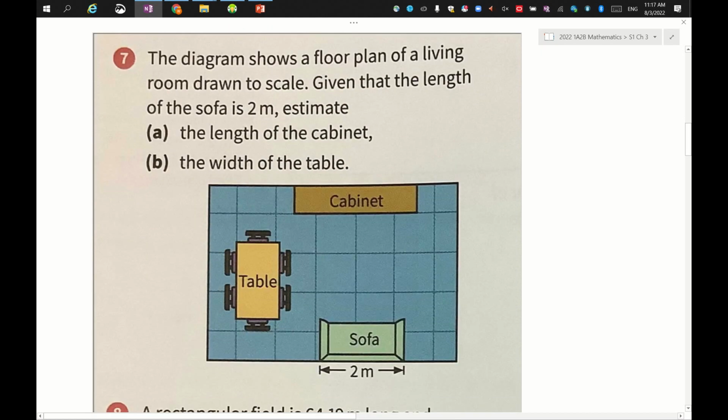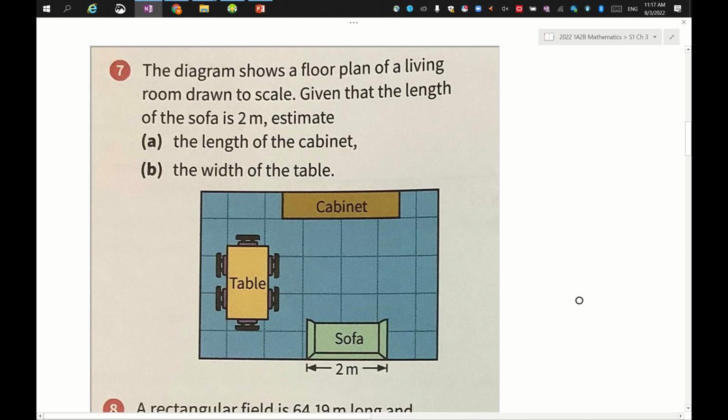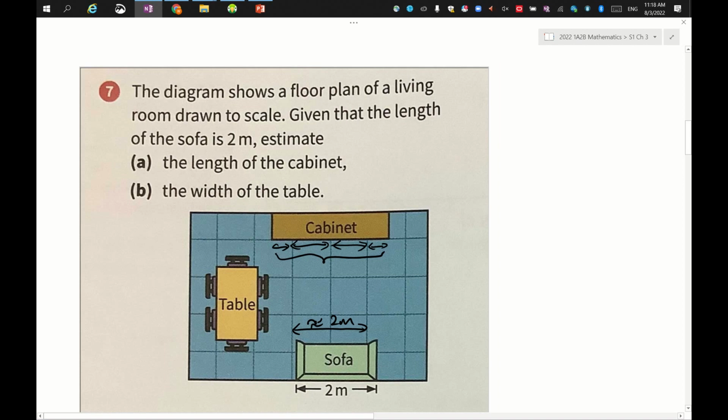Second one. Okay, now we have some estimation to do. The length of the sofa is 2 meters. So it looks like using the tiles, the sofa is 2 squares. Approximately, this portion is approximately 2 meters. So the length of one square should be 1 meter, approximately. Okay, so they want the length of the cabinet. So I've got 1 tile, 2 tiles, and a bit over here and a bit over here. It looks like it is approximately 3 tiles, right?